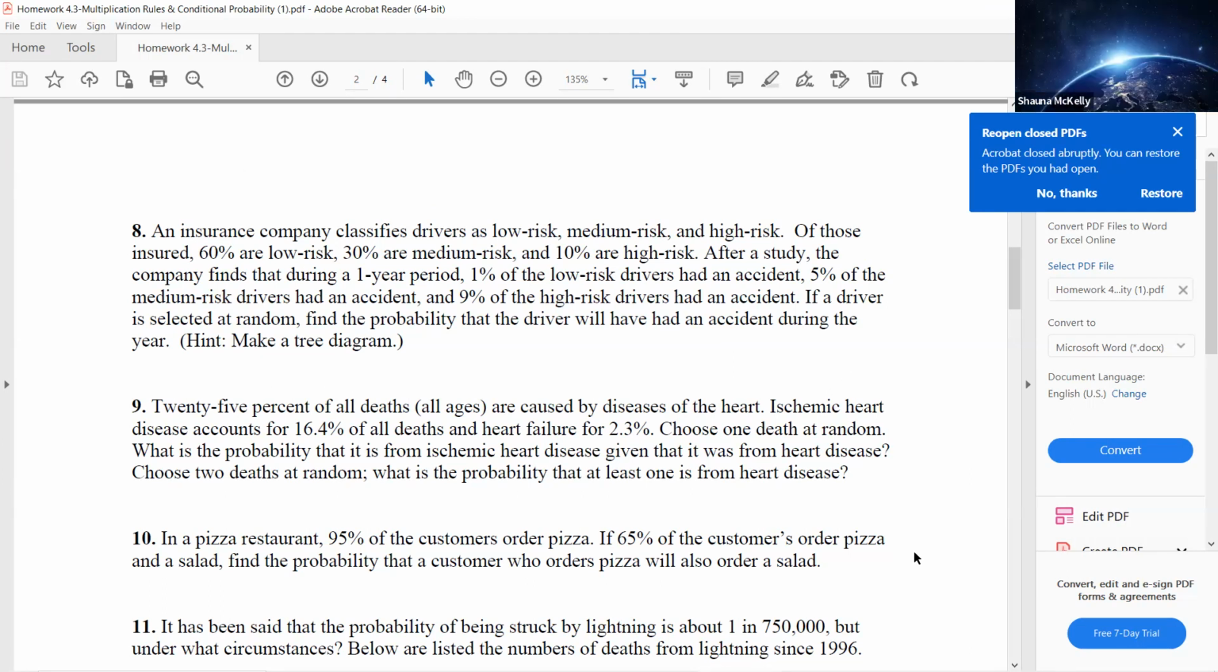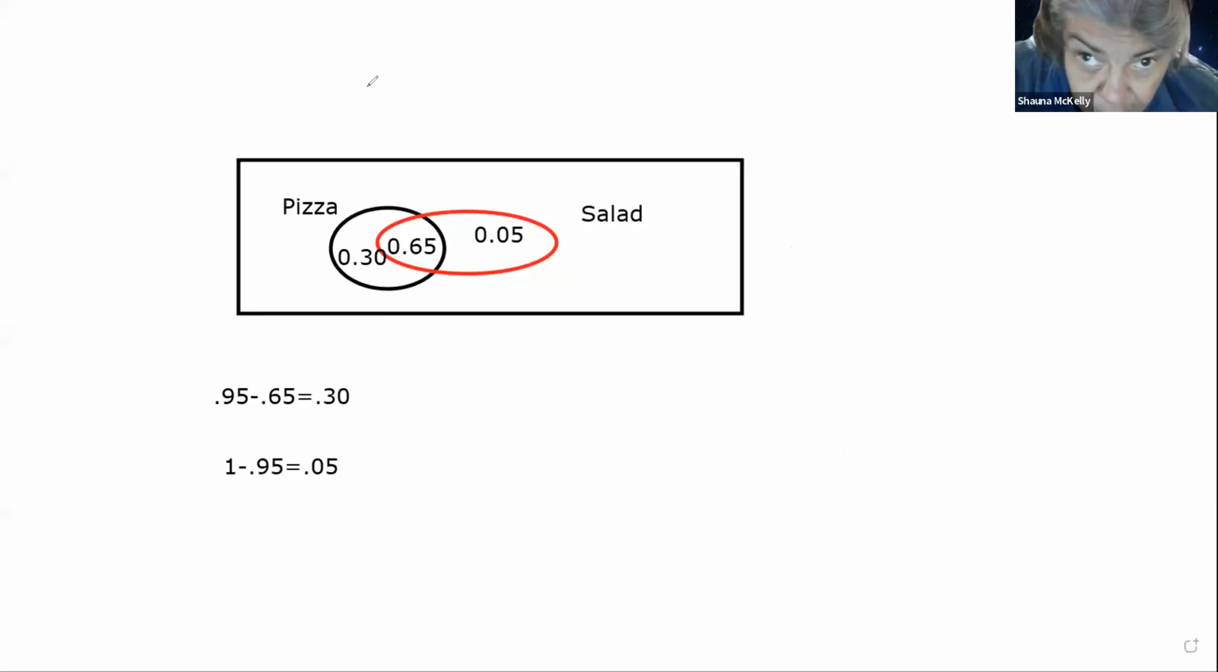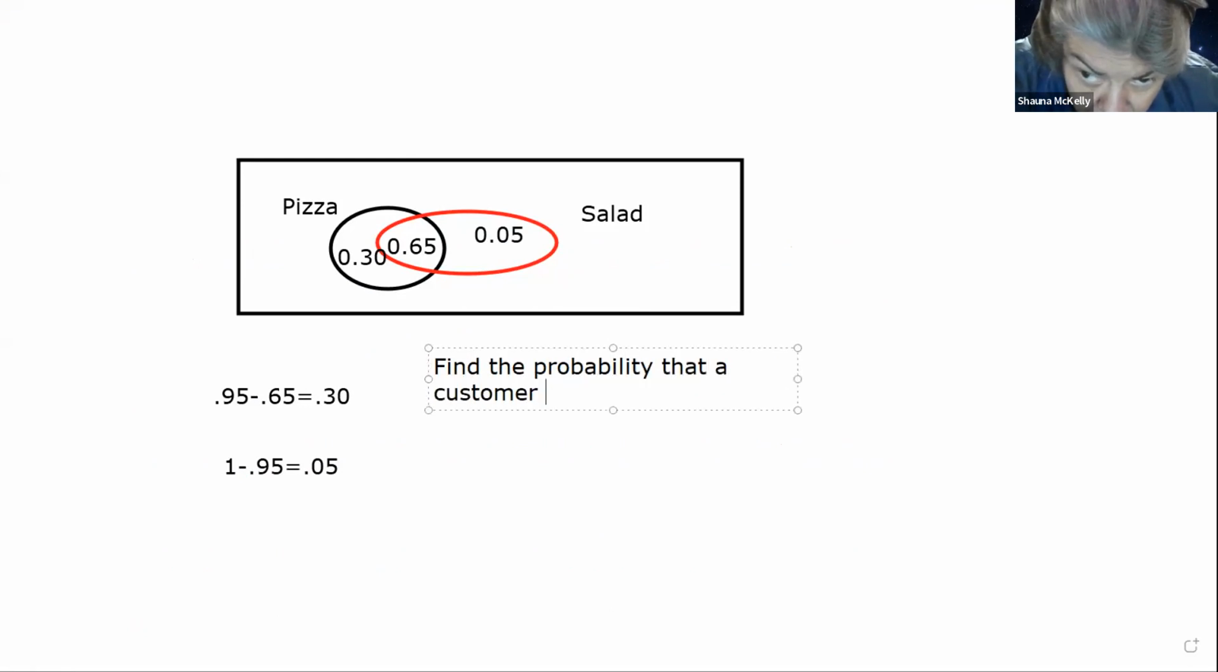So in this case, what we're looking at is, yes, we're looking at the pizza and salad, but we're also looking at conditional. We're given that they order pizza. Will they then order a salad as well? Okay. So we're given that they order a pizza. Will they also order a salad? So here's what this looks like. Find the probability that a customer who orders a pizza will also order a salad.